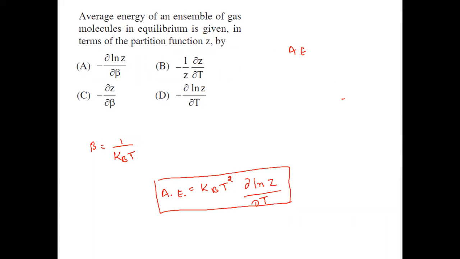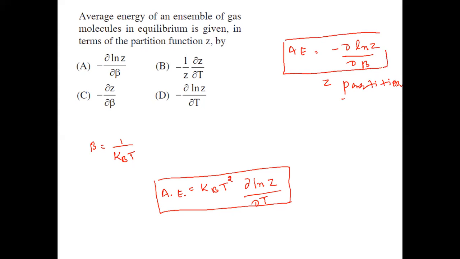The average energy, in terms of the partition function, is equal to minus ∂ln Z by ∂β, where Z is the partition function. You can also take the average energy to be the internal energy. And β is defined like this: β is equal to 1 by kBT. This is one form of expressing the average energy in terms of the partition function.